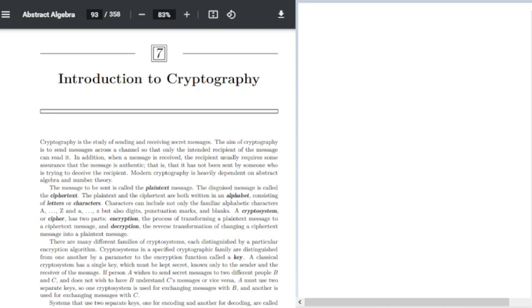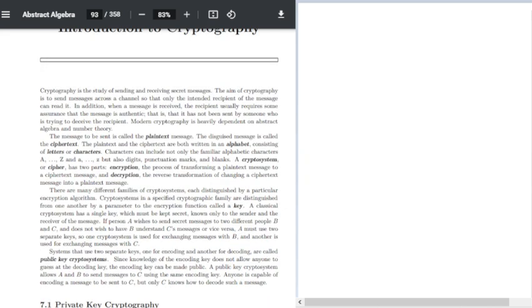Alright, and we're in. I guess with that, I won't delay and I'll get straight into it. Chapter 7, Introduction to Cryptography. Cryptography is the study of sending and receiving secret messages.